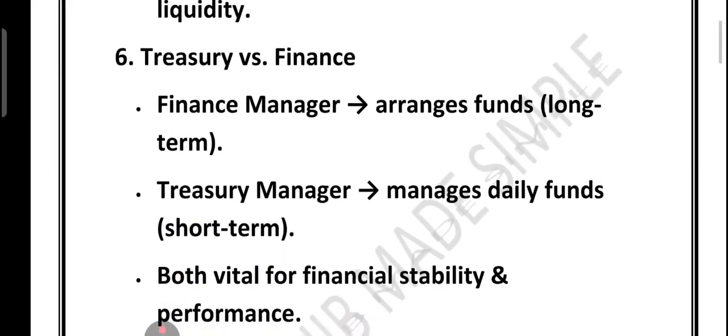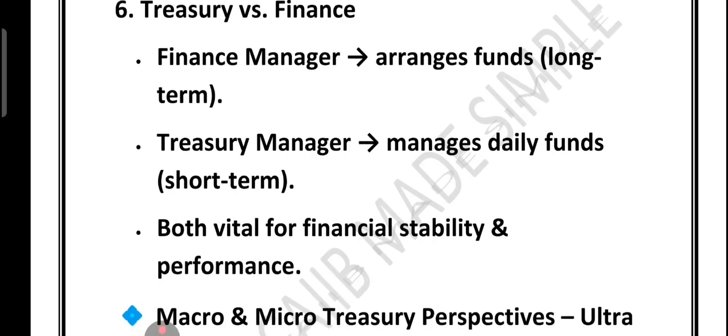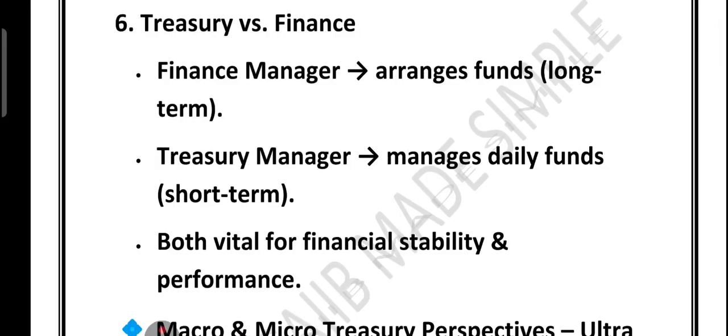Now treasury versus finance, here is the simple difference. A finance manager focuses on arranging the funds, most likely long term funds, like a loan or investment for a big project. That is the role of a finance manager. Whereas a treasury manager handles the daily cash flow, making sure that there is enough liquidity to meet the short term needs. That's the difference between a finance manager and a treasury manager. The finance manager focuses on the long term fund, while the treasury manager focuses on the daily cash flow, right? Both are crucial for maintaining the financial stability and performance of an organization.